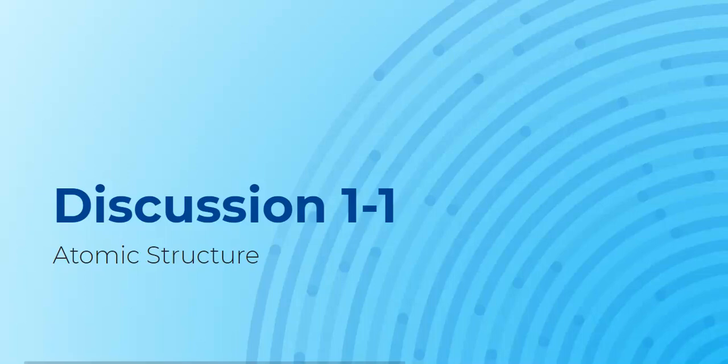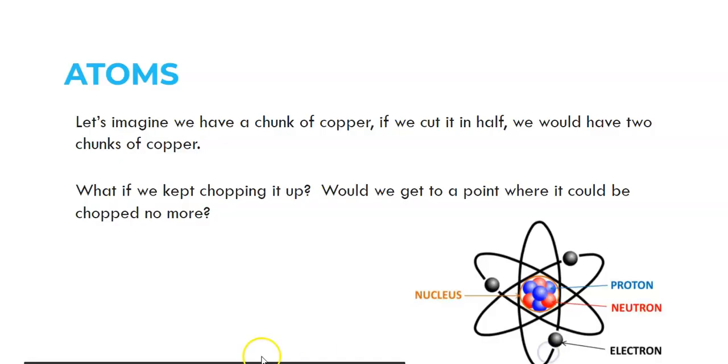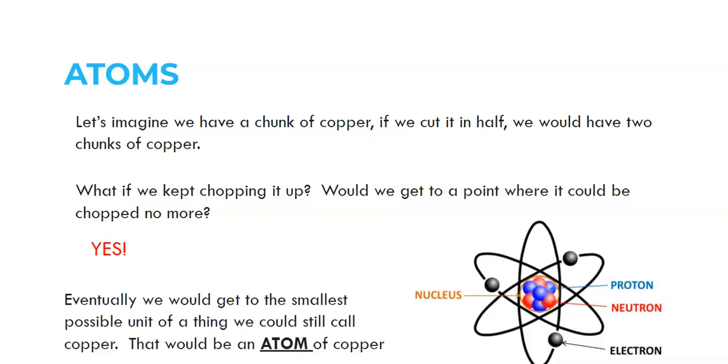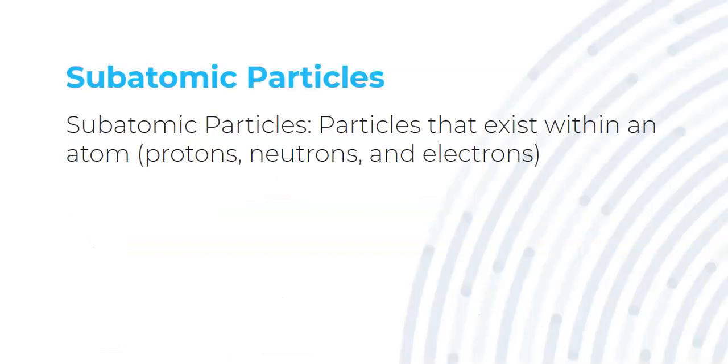Okay, so let's talk about atomic structure. Now, imagine we had a chunk of copper. If we cut it in half, we would have 2 chunks of copper, right? If we kept chopping it up further and further, would we get to a point where we couldn't chop it up anymore? Yeah, absolutely. Eventually, assuming we had some very high-tech fancy equipment, we would get to the smallest possible unit of a thing that we could still call copper, and this would be an atom of copper. That's the smallest piece of an element that still retains the properties of that element.